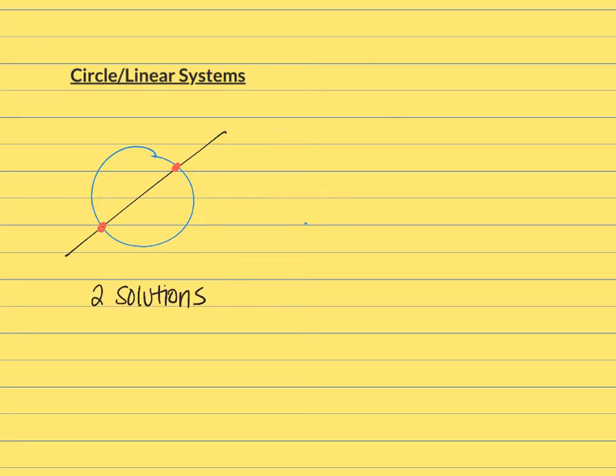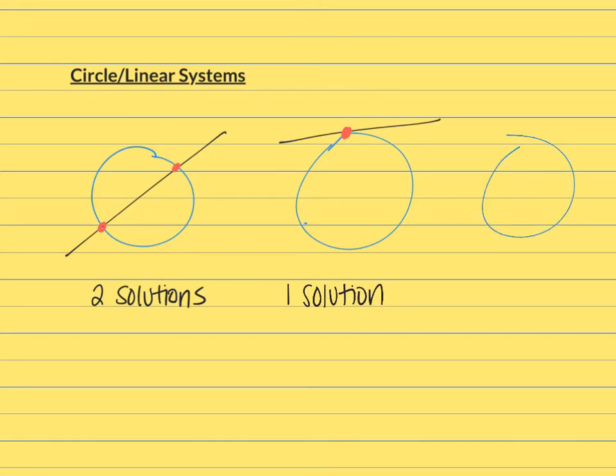Two solutions. We could have one solution. We could have a circle and then a line that only hits it in one spot. And if you remember from geometry, that's a tangent line. So it hits in one solution. And then we could even have a circle with a line going like that, where the line never intersects. So this one would be no solutions. So the idea for today is that we're going to focus mainly our attention on the two solutions. All right, so let's see what that will look like.